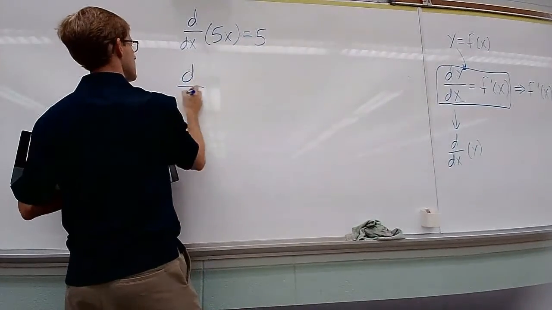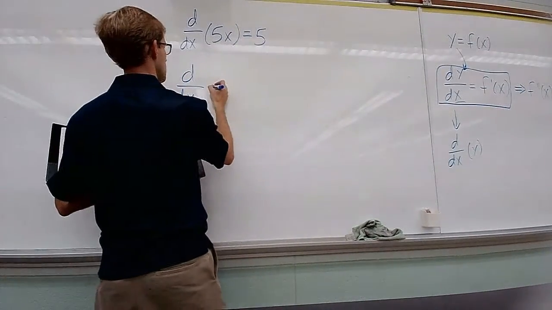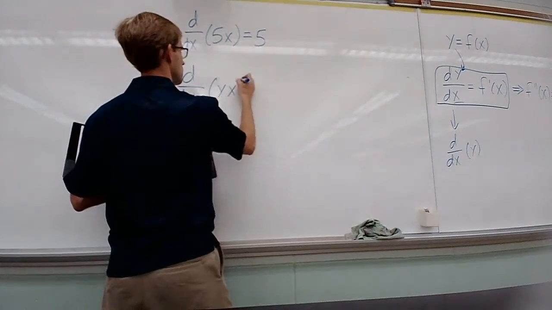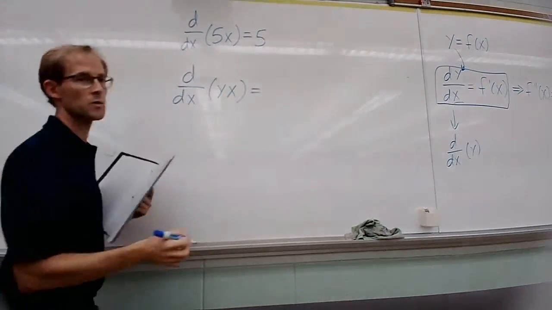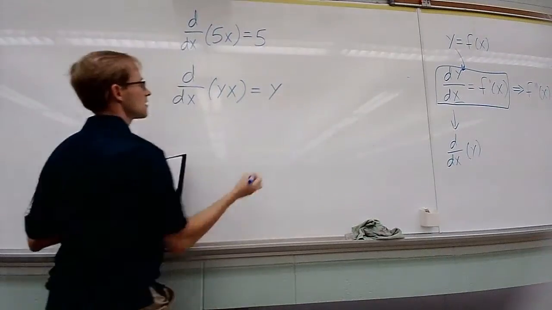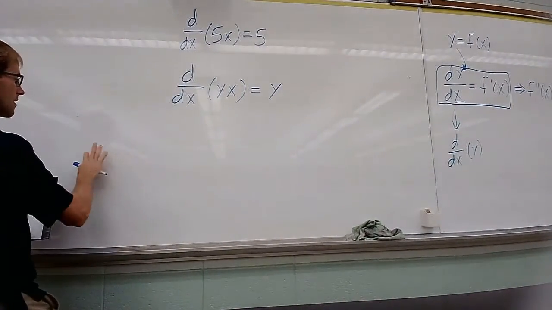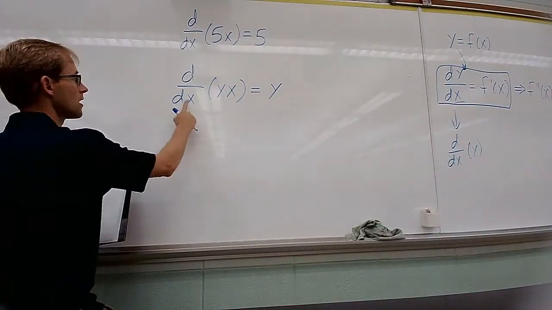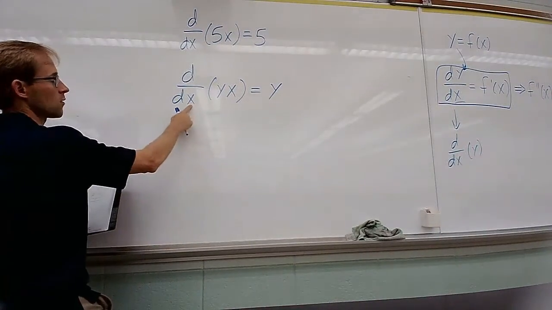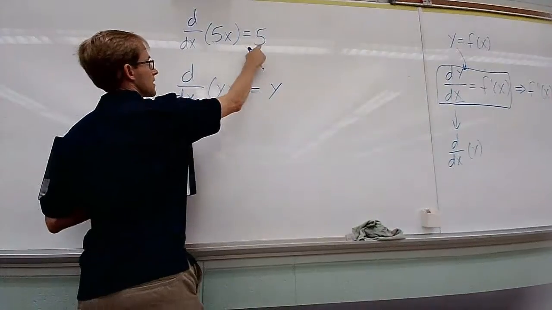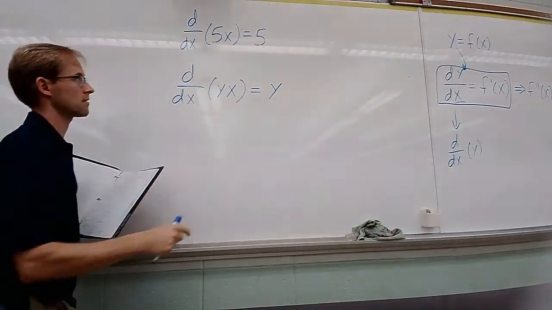So as you know, and this might look a little bit more confusing. What about this? What would the answer to this be? Yeah, it's just y. Because the only number that you're taking the derivative with respect to is this right here. So anything that's not that, you treat as a constant. You treated 5 as a constant here, you're treating y as a constant there.